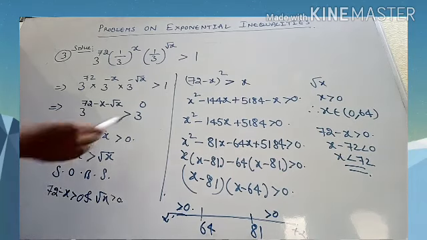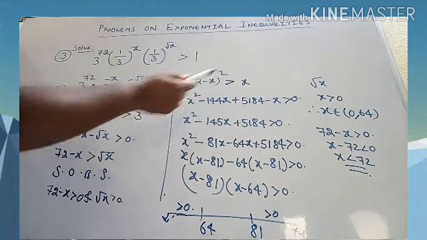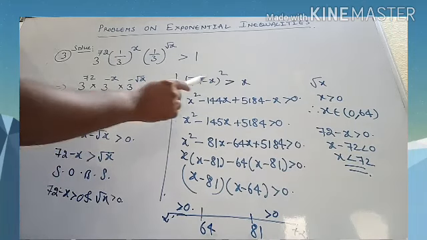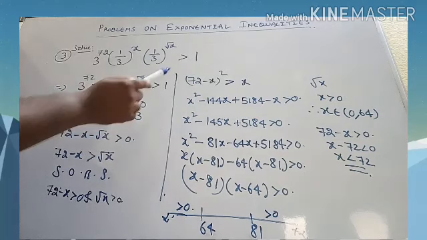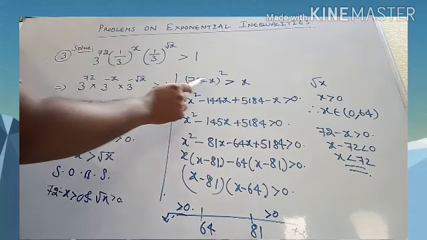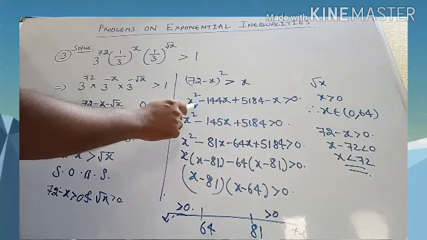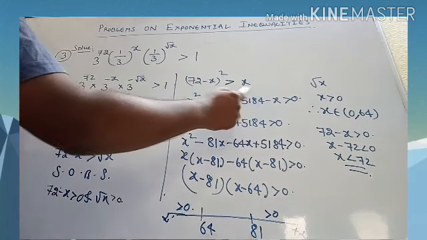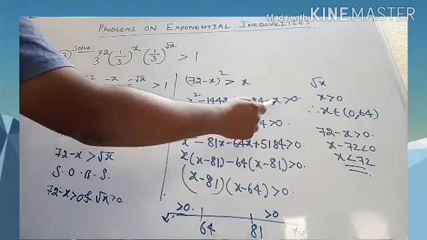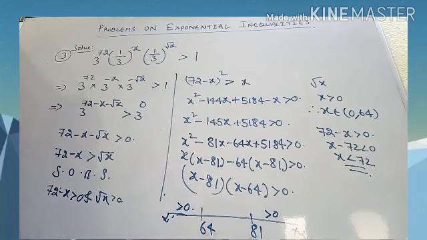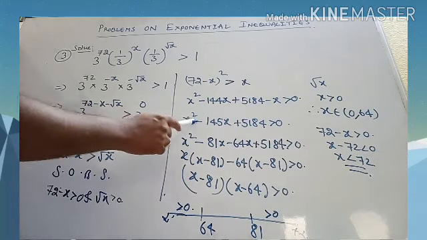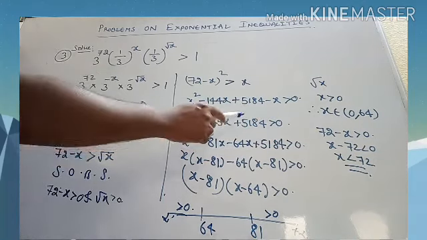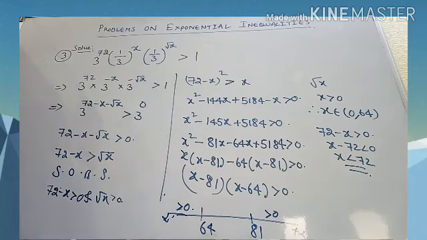Now that becomes 72 minus x whole square greater than x, like that, because square both sides root x become x, like that, root x whole square become x. Now you do a minus b whole square formula. This is x square minus 144x plus 5184 minus x, you transfer this x to the left side, greater than 0, like that. Now this become x square minus 145x plus 5184 is greater than 0. Now it is a nice quadratic inequality expression, right?